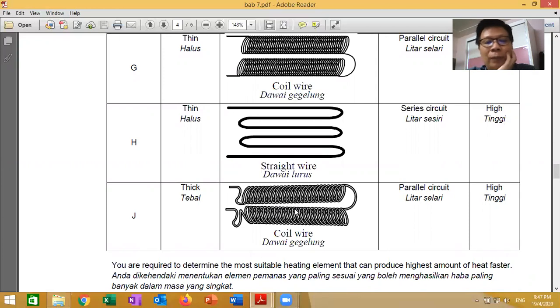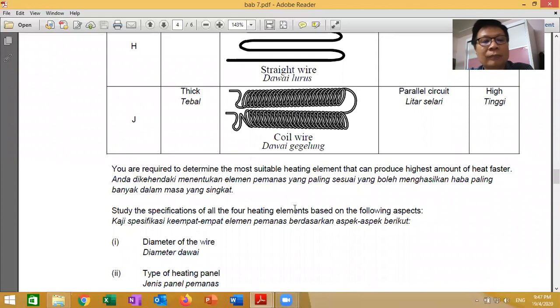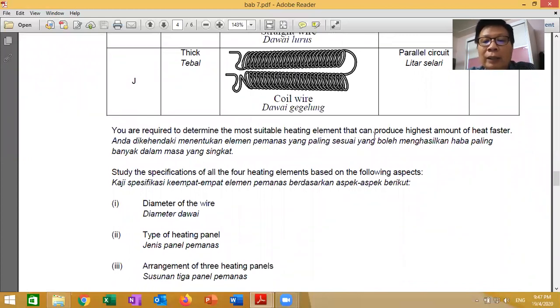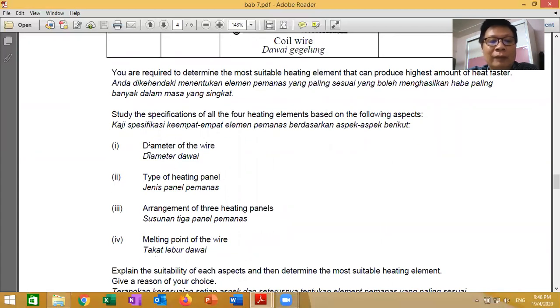Now you have to think properly, which one is the most suitable. You are required to determine the most suitable heating element that can produce the highest amount of heat. Producing more heat means the resistance must be very high, and it must heat up very fast. And when it gets hot, the melting point must be very high, so that it will not melt, because this heating element is only used to heat things up, so it shouldn't melt. Now, out of these four: diameter, type of heating panel, arrangement of the three heating panels, melting point. You can answer in point form or in paragraph.